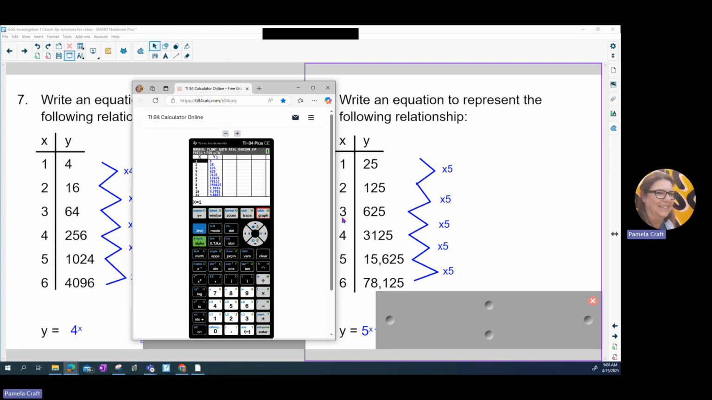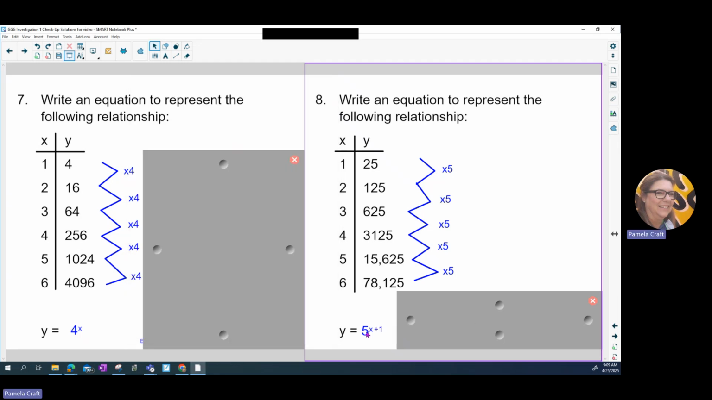And maybe if I add 1 to my x, so I'm going to go out here, and instead of just x, I'm going to do x plus 1. And look at my table, and this now matches. 1 is 25, 2 is 125, 3 is 625. So this one we needed to add 1 to that exponent.